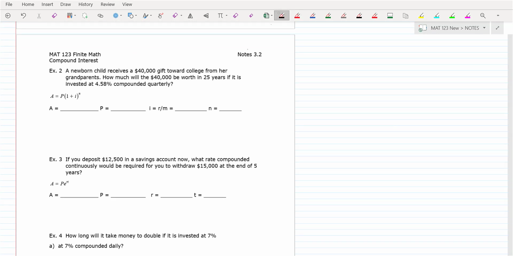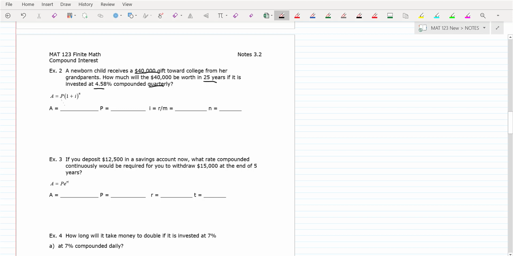The key thing when you're doing these problems is to know what you're given and know what formula to use. So let's read this and see what we have here. It says a newborn child receives a $40,000 gift towards college from her grandparents, nice grandparents. So $40,000, we're going to find out how much it will be worth in 25 years if it's invested at 4.58% compounded quarterly.